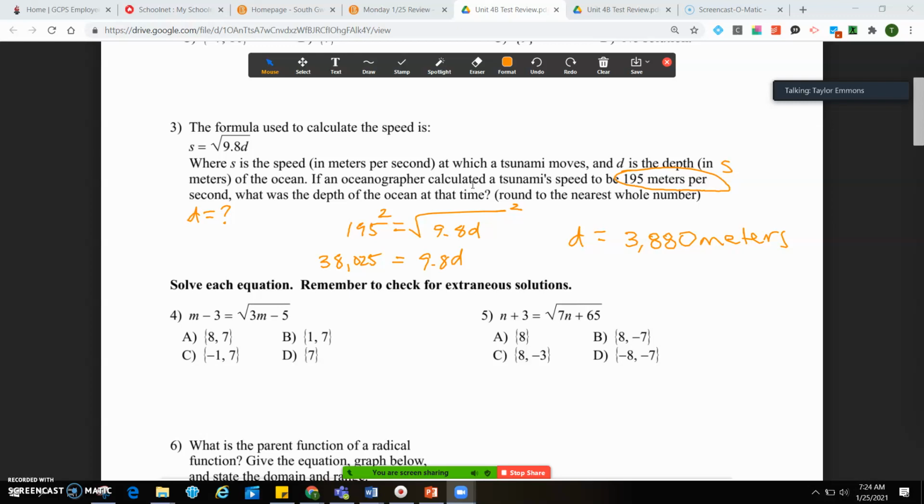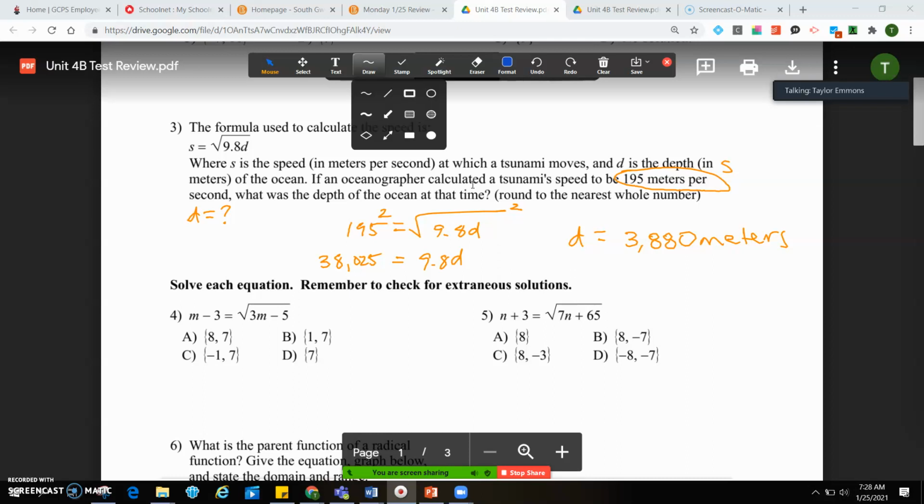Okay, so 4 and 5 are exactly how we did in 1 and 2. So I want you to take a moment, try those two. Again, if you're like, I don't even know where to start, take your answer choices and plug them in and check it. Okay, obviously 7 is already an answer, so take the other answer choices and plug it in, right?